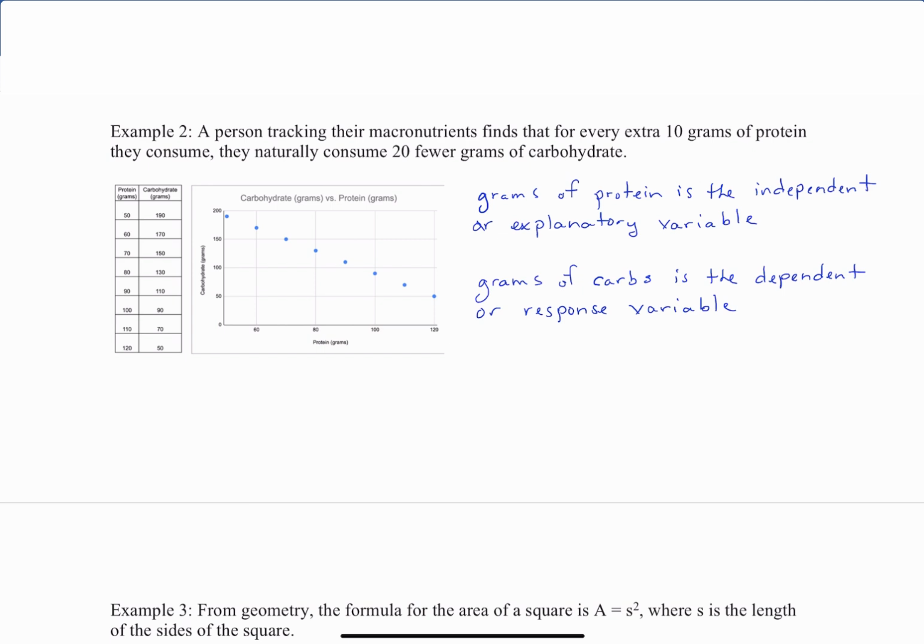Once again, these dots line up in a nice straight line. We could draw a line through them. So again, there's a mathematical relationship between them. So again, we're going to say that there's a correlation, and again, it's linear, but this time we're going to call it a negative linear correlation.